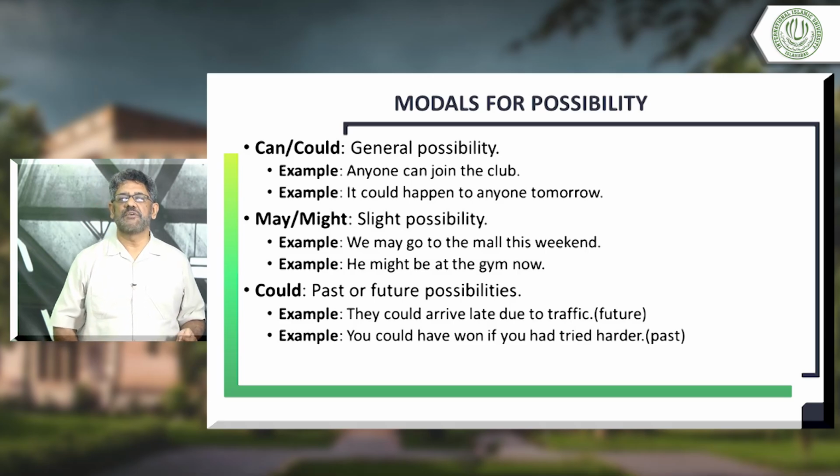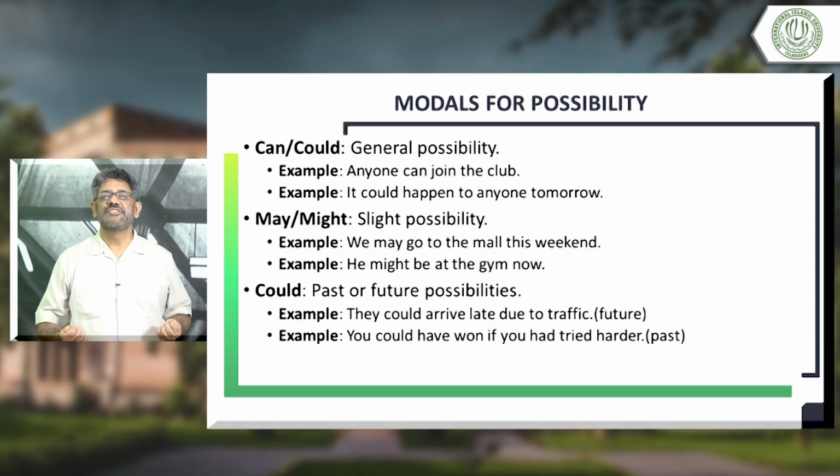Now, modals for possibility. Can, could, general. Sometimes we talk about general possibility. Example: anyone can join the club. This means it is allowed for anybody to join. Anybody can join the club. So this is a general possibility. Nobody can stop you. It's for everybody. Then, it could happen to anyone tomorrow. See, this accident, this incident could happen to anyone tomorrow. So here we are talking about a future possibility.